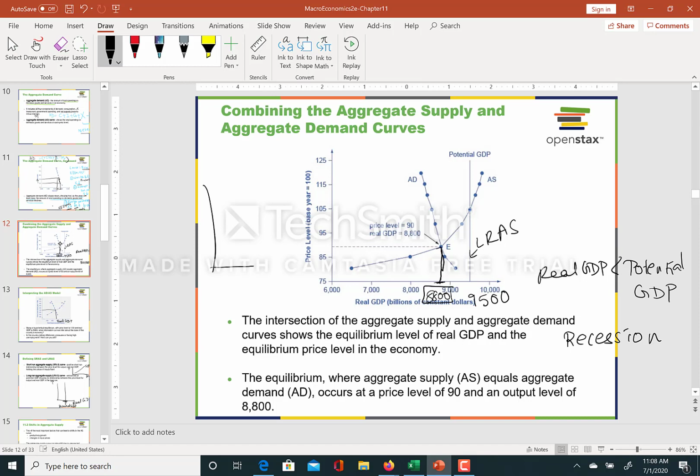Only when we have the aggregate demand, short-run aggregate supply, and the long-run aggregate supply, all of them intersecting each other, will we say the real gross domestic product is equal to the potential gross domestic product. Okay, that's all with aggregate demand, short-run aggregate supply, and long-run aggregate supply tools. Thank you very much.